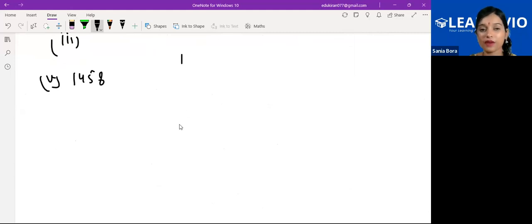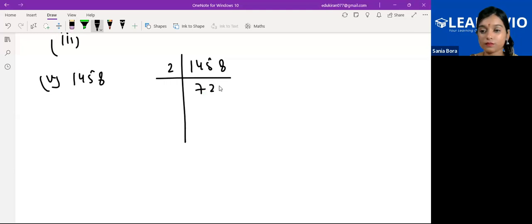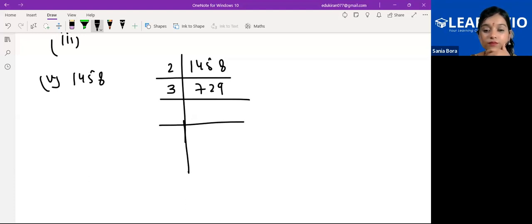1458. Okay, so let's just do the prime factorization here first. 1 4 5 8. So 2 7, then 2 2, and then Ronnie, you tell me. Mama, I got a 729. Okay. Then after this, I tried multiplying, dividing by 3. What do you got? I tried dividing by 3, but I got a decimal number somehow.